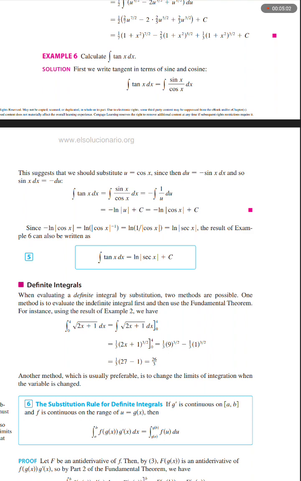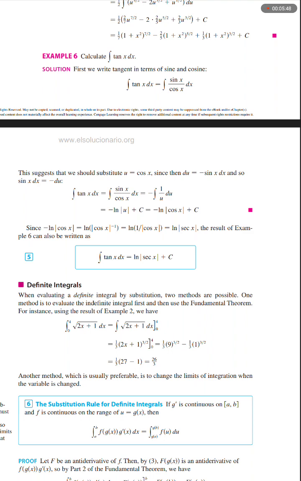The integral of tangent x dx equals the integral of sine x over cosine x dx, equals negative the integral of 1 over u du, equals negative the natural log of the absolute value of u plus big C, equals negative natural log of the absolute value of cosine x plus big C, since negative natural log of the absolute value of cosine x equals the natural log of the absolute value of cosine x inverse, equals the natural log of 1 over the absolute value of cosine x, equals the natural log of the absolute value of secant x.